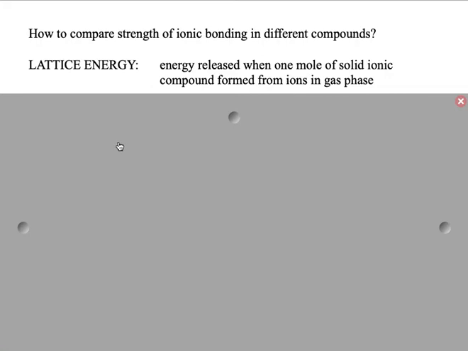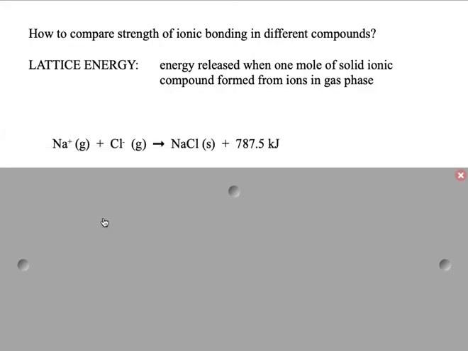Every ionic compound has a specific value of the lattice energy, and it is defined as the energy that is released when 1 mole of a solid ionic compound is formed from its constituent ions in the gas phase. So, for example, if I take 1 mole of sodium cations in the gas phase and 1 mole of chloride ions in the gas phase, and allow them to come together to form a very, very stable sodium chloride crystal lattice, 1 mole of salt, 787.5 kilojoules of energy will be released.